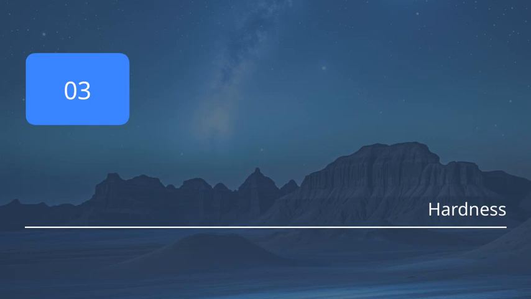Let's talk about hardness. Hardness is a fundamental property that describes a material's resistance to deformation, particularly scratching or indentation. It's an important characteristic because it influences how materials perform in different applications, such as cutting tools or wear-resistant surfaces. When we assess hardness, we're essentially measuring how tough or durable a material is against external forces.